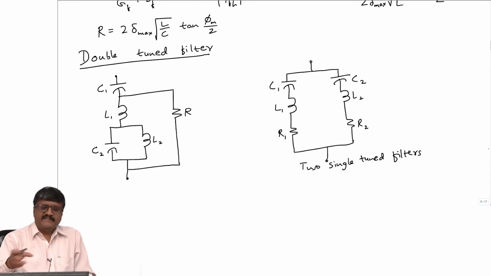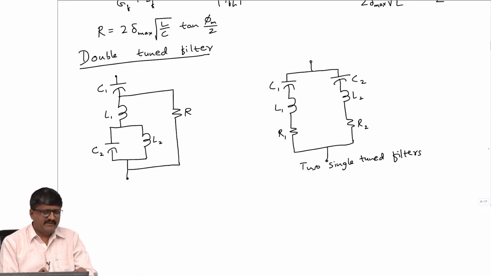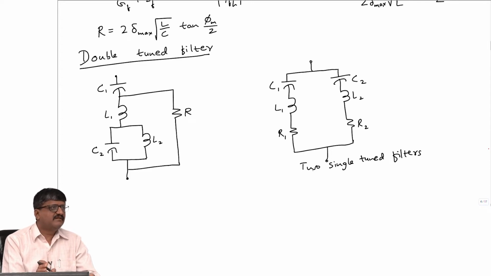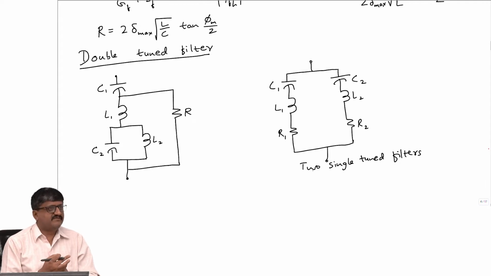Now, both inductors are subjected to the impulse if I use two single tuned filters. Now, look at this circuit of double tuned filter. If there is an impulse, then there is only one inductance which is subjected to impulse. Which one? The answer you gave for single tuned can be used to give the answer for this. L1. It is L1 because L2 is across the capacitor. So, if there is an impulse, only L1 needs to be designed for the impulse. So, that advantage is there.